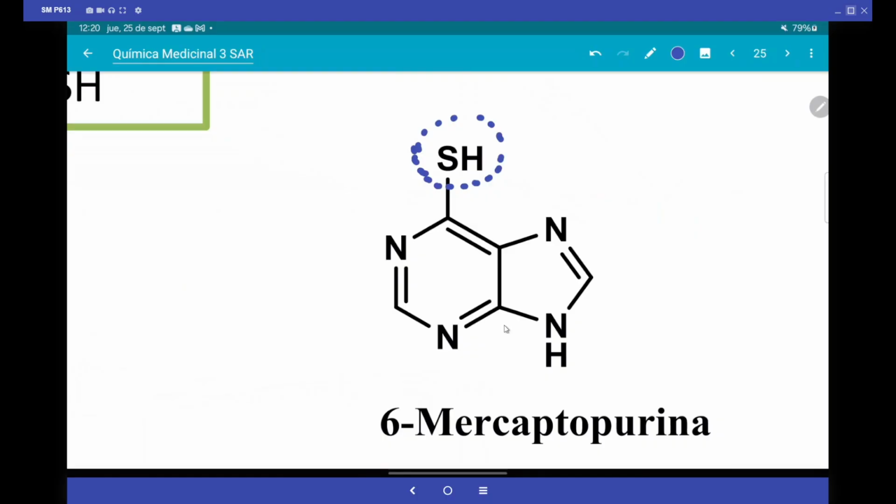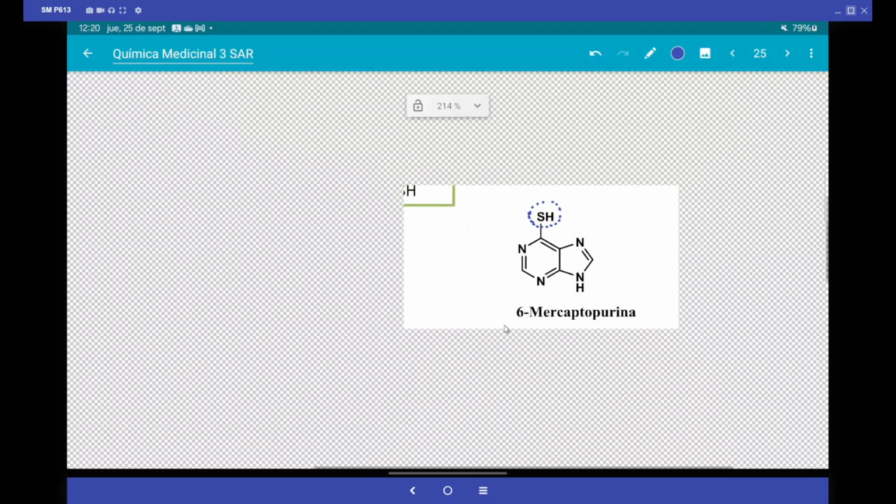Which of the two will have greater metabolization? The sulfur, because we already saw that sulfur oxidizes intensely, so it is going to have greater oxidative metabolism. Mercaptopurine is an isostere.